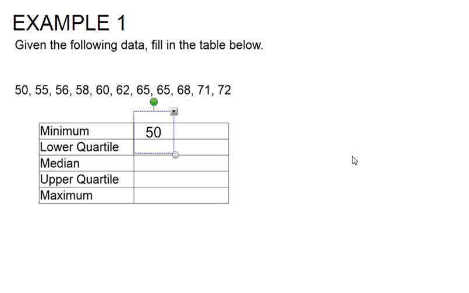And then our maximum is the next easiest one to find, which is our largest number in the data set. So that's a 72. Oops, too small.